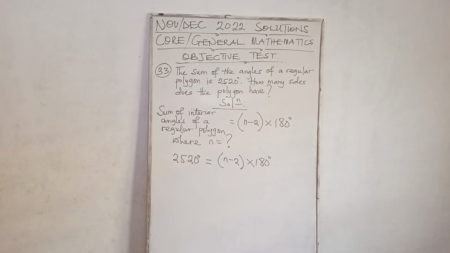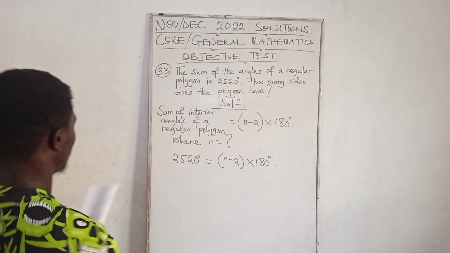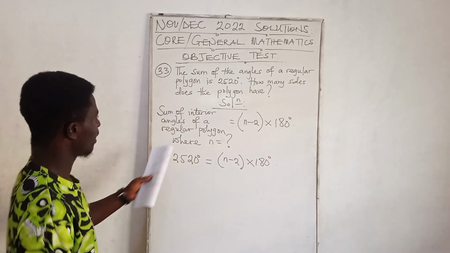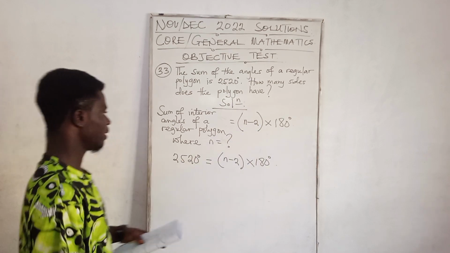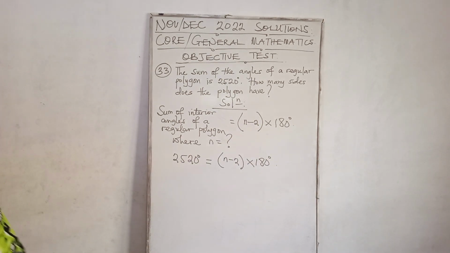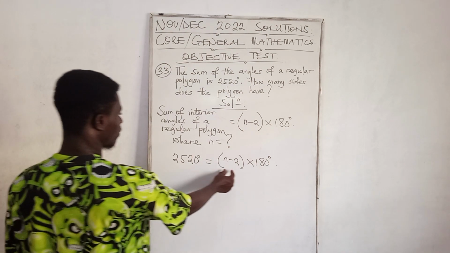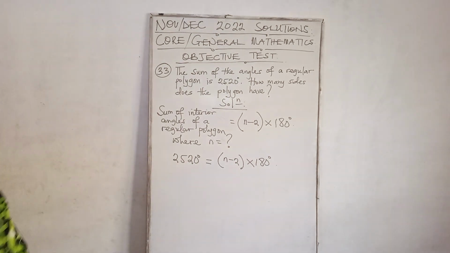Question 33. So now let's see. We've written the sum of interior angles of a regular polygon, which is equal to n minus 2 times 180 degrees, where n is equal to question mark. And that means we have to calculate for what? n. So now we have that 2520 degrees equals n minus 2 times 180 degrees. What can we do to get that? Then we can divide both sides by what?